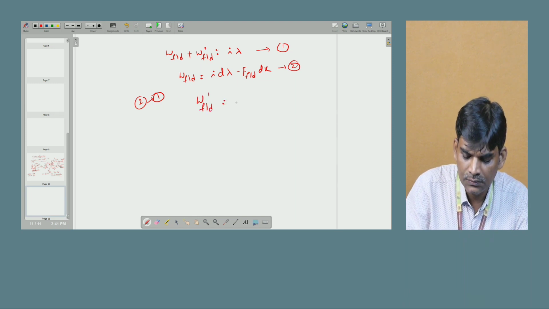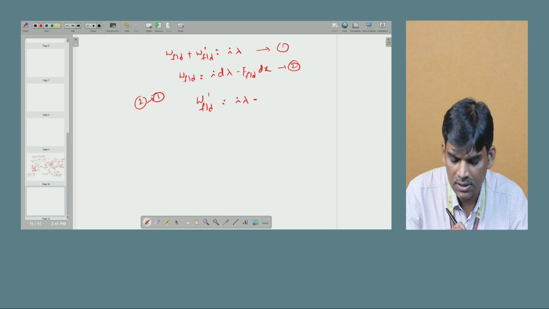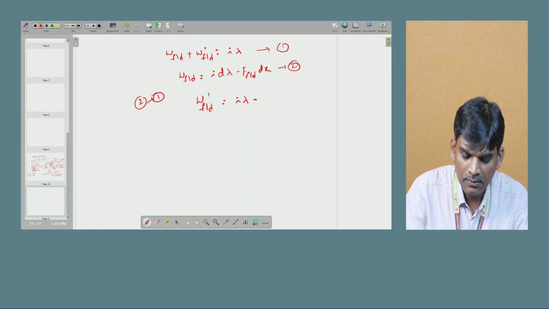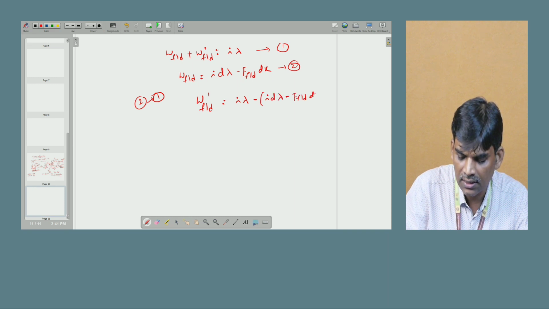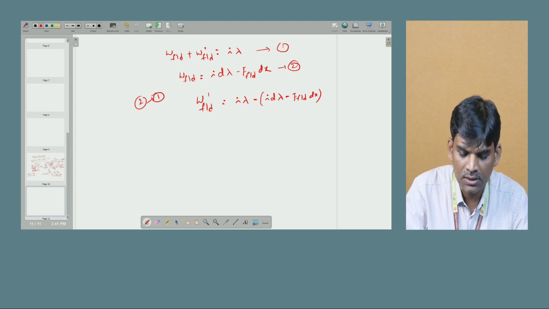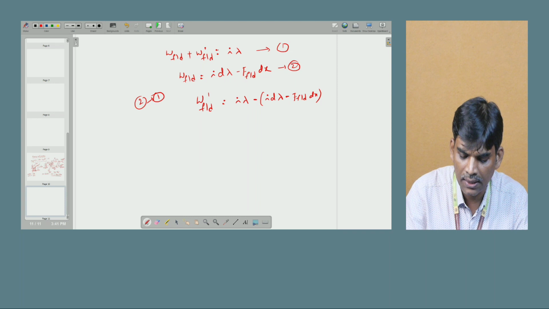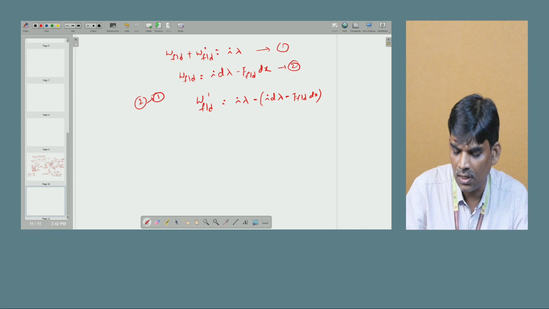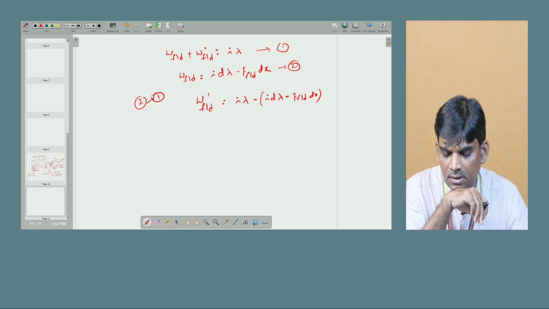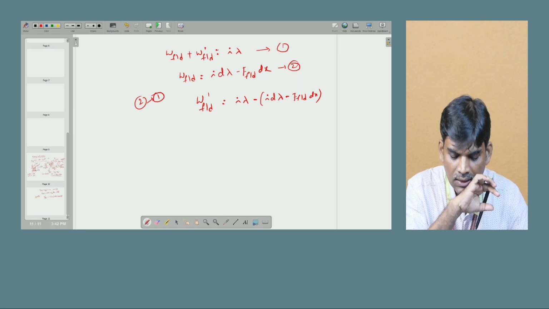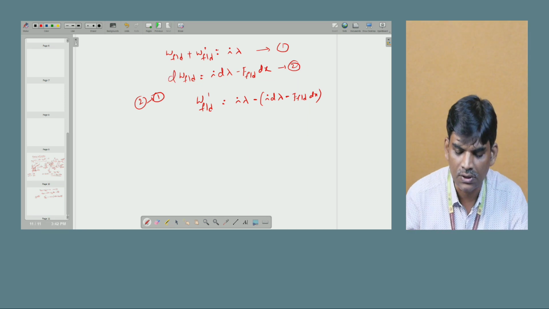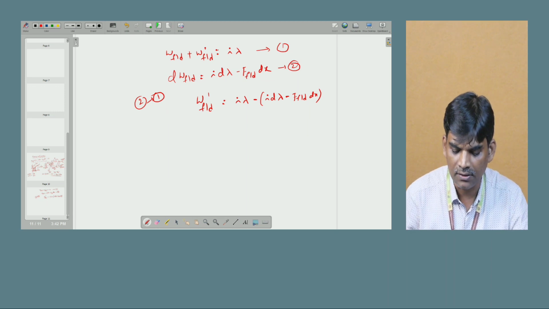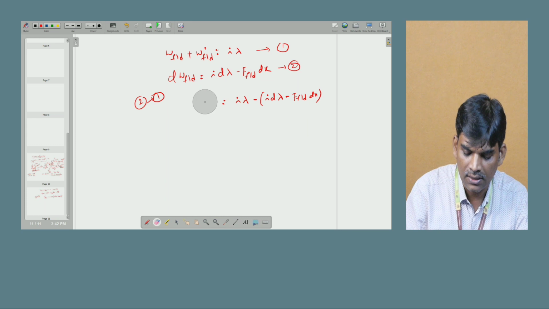Coenergy is equal to I lambda minus, from the equation, what is the field energy? i dλ minus F_fld dx. So from this one, coenergy is equal to I lambda minus W_fld. This is the W_fld, so you can simplify this. This is a differential equation, and this is the normal equation, so I do not directly write this.